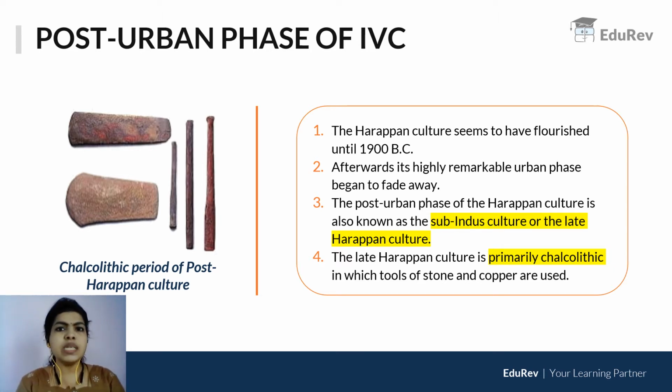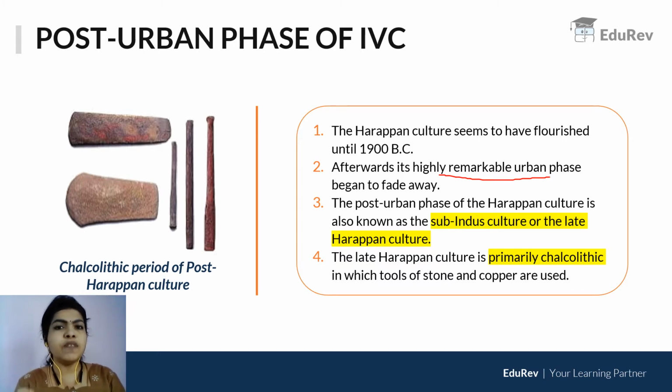Now, try to understand something. The Harappan phase seems to have flourished until the period of 1900 BC, because from 1500 BC you can call it the decline of IVC. IVC started to lose its shine, and that is why we say that this highly remarkable urban phase began to fade away gradually.